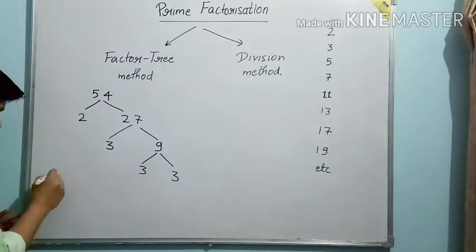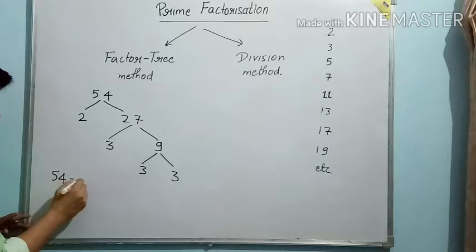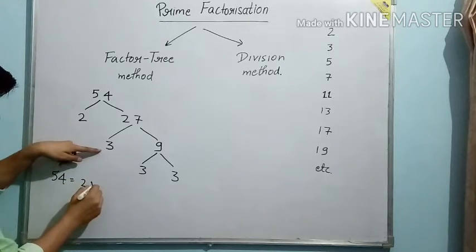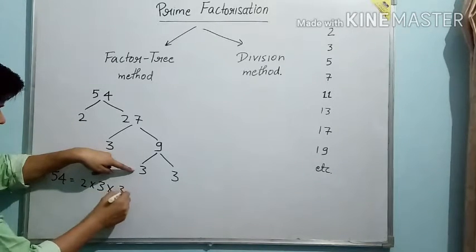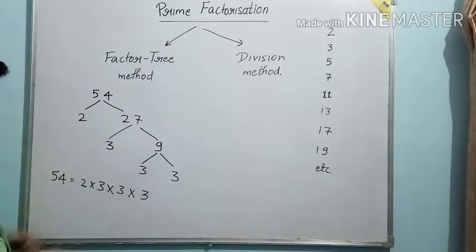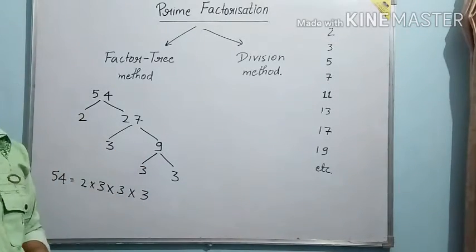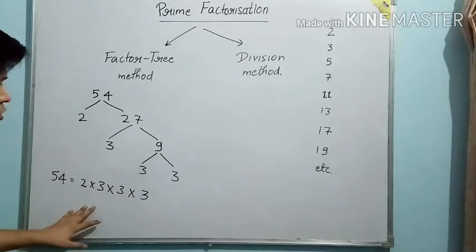So you write here 54 is equal to 2 into 3 into 3 into 3. That means the product of only and only prime numbers. So I hope you all could have understood this.